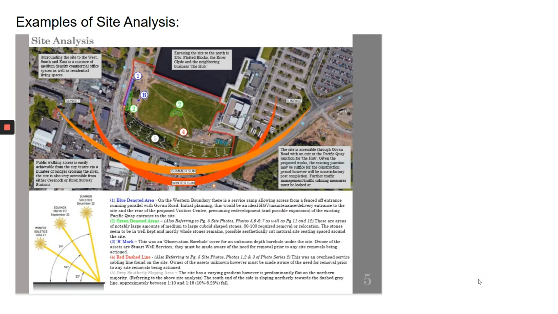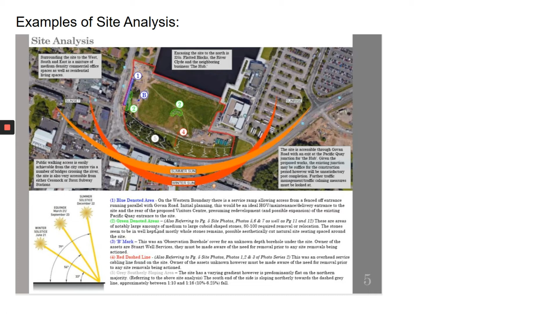So here's an example of a project for a visitor centre in the city centre of Glasgow. And this is an example of the site analysis that is produced from carrying out all that investigation. So the person has identified potential areas with some issues, and also positive areas. The green denotes areas with large amounts of stones, so that could be an issue.